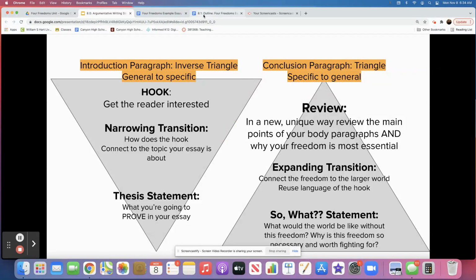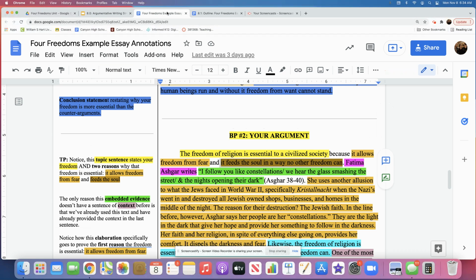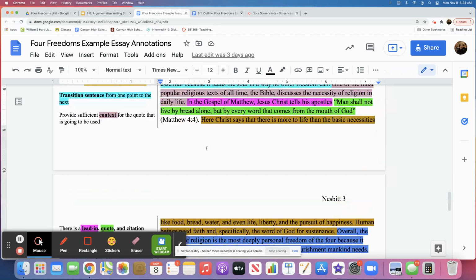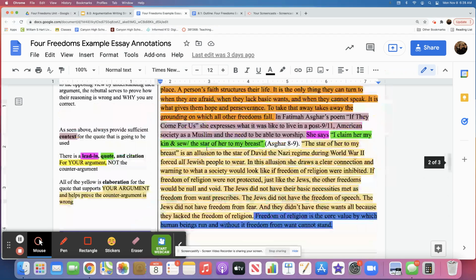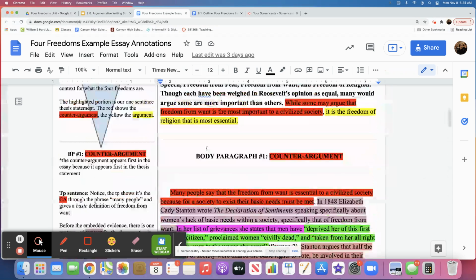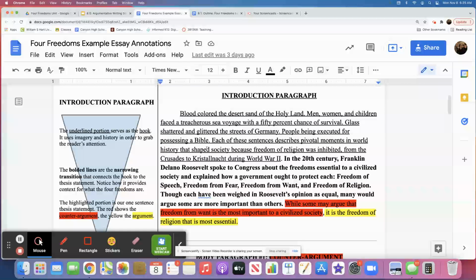So let's take a look at an example. I'm really quickly going to read you the introduction paragraph so I can show you how the conclusion paragraph reworks it. Okay. So this is the introduction paragraph for an essay that tries to prove freedom of religion is the most essential. So notice the hook, right?